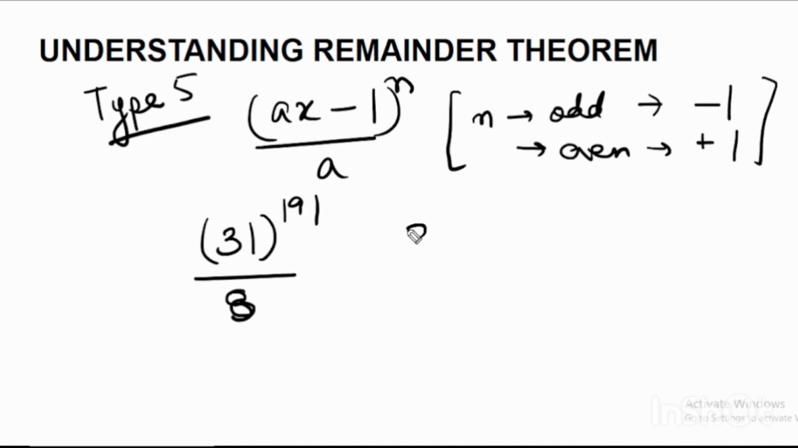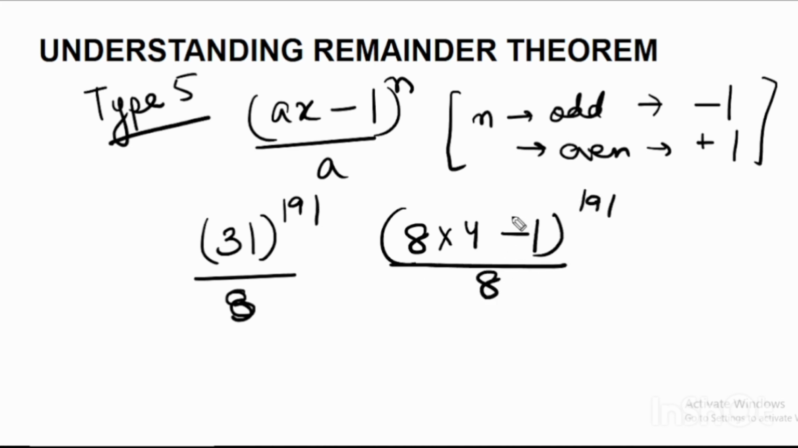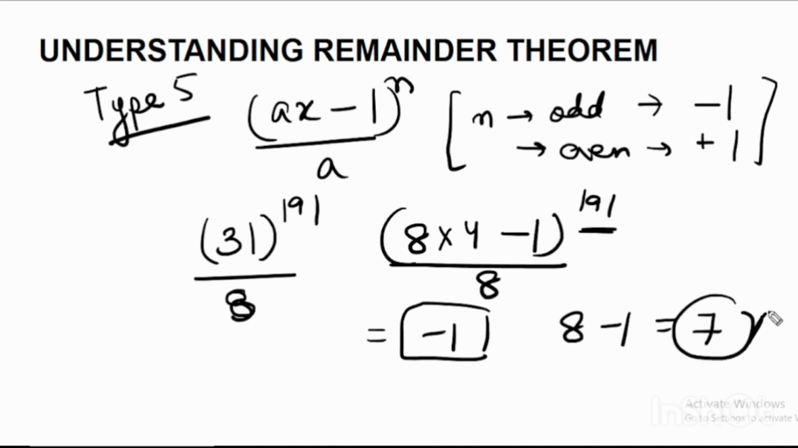So now you can write it as (8 times 4 minus 1) power 191 divided by 8. Since your n is odd, your remainder is minus 1, and I have already told you that the remainder can never be negative. So your final remainder is 8 minus 1, which is equal to 7. This is your answer.